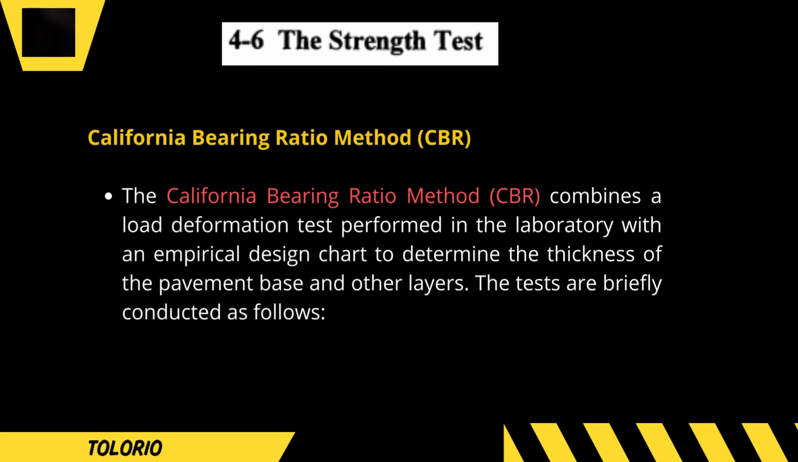California Bearing Ratio method, or CBR, is performed in construction materials laboratories to evaluate the strength of soil, subgrades, and base course materials, with an empirical design chart to determine the thickness of pavement base and other layers. The tests are briefly conducted as follows. One.